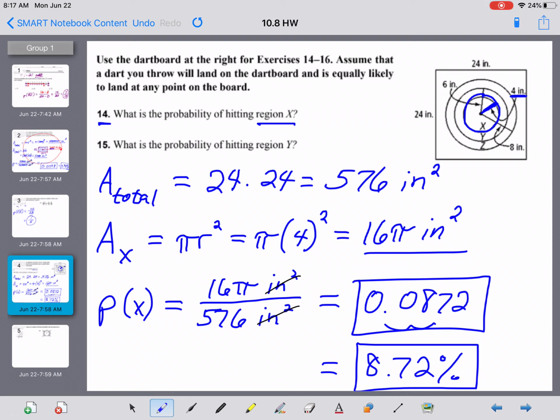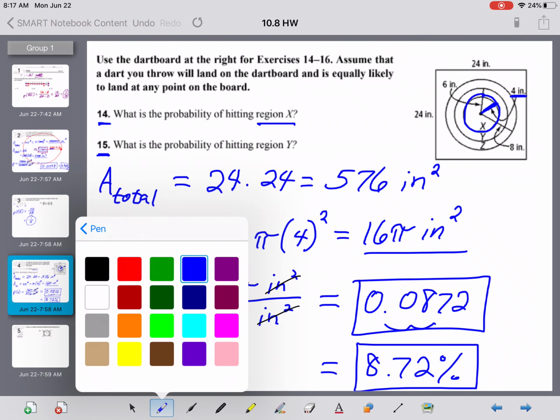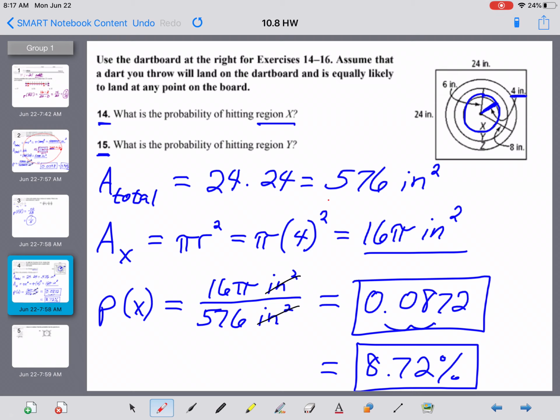Now, when you go to do number 15 on your own, let's talk about that for just a second. I kind of want to help you with this one here. They want to know the probability of hitting region Y. Well, the good news is that the total area of 576 isn't going to change. But if you want to know the probability of hitting region Y, you're going to need to find the area of that red circle right there, but you only want this border right here in between them. You don't want to include what's in the middle there.